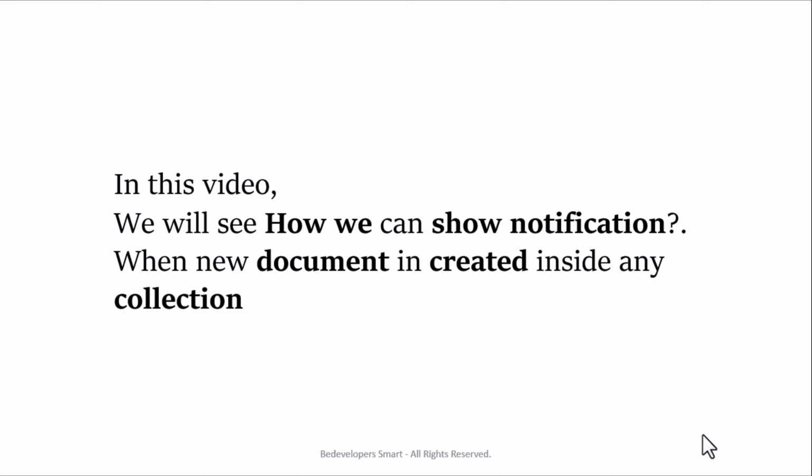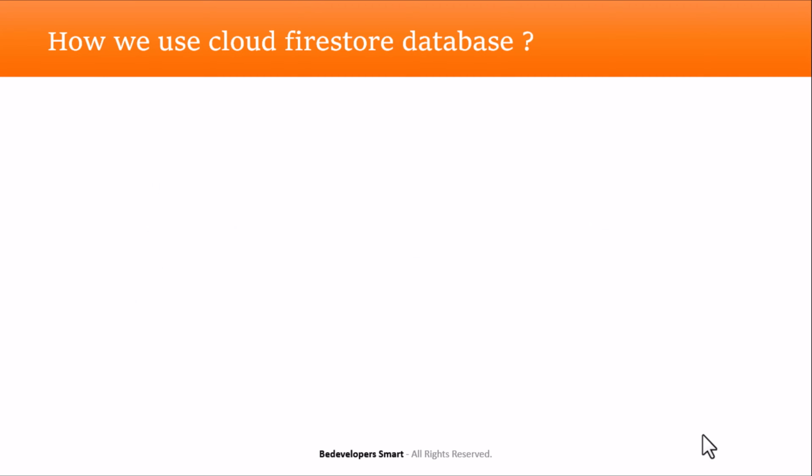This will be helpful when you are creating a project in which you want to show a notification when you add or insert something. For example, in an e-commerce app, when you add a new product in the catalog, you want to show a notification that a new product is added. So this is useful when you want to show a notification when new data is inserted inside any collection. Moving on to the video, first we will see how we can achieve this.